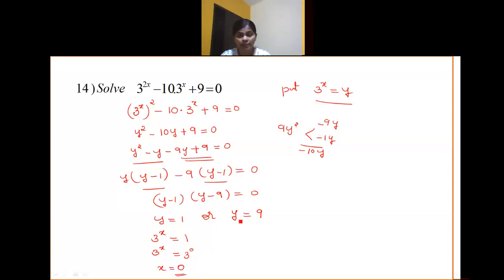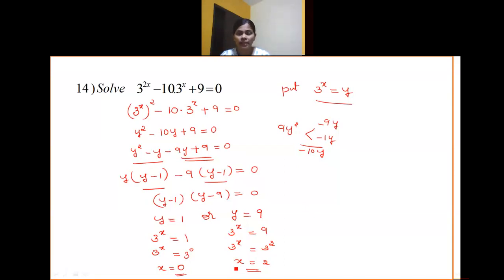Now let me look at the second value. Y is equal to 9. So I can write it as 3 to the power x is equal to 9. Now in order to get the value of x, 9 I can express as 3 to the power 2, which is nothing but x is equal to 2. This is the required answer. So these are the two possible solutions for x, that is either x is equal to 0 or x is equal to 2.